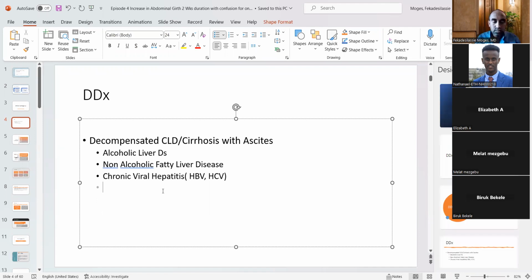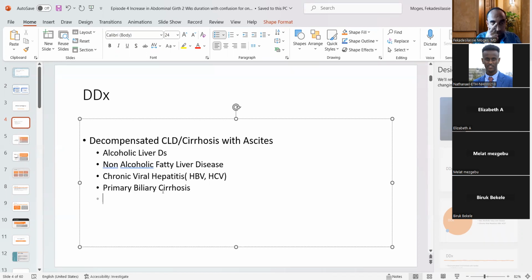Biliary cirrhosis. Yeah, primary. There are a few more differentials in the chat box. Hepatic schistosomiasis. Schistosomiasis. Budd-Chiari syndrome. Autoimmune diseases. Autoimmune hepatitis.